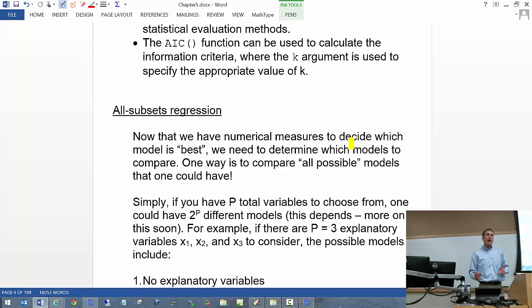Now, how can you calculate these? Well, there's a nice little function called AIC that will allow you to do it. And you can specify essentially the model that you have just estimated as an argument in there, and also what you want for K. And this will be coming in very handy then for the problem.